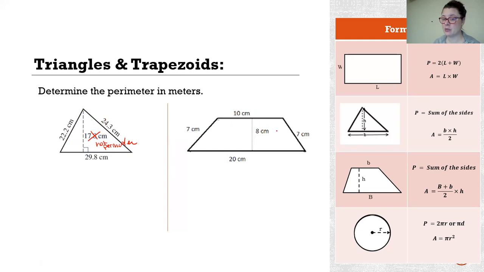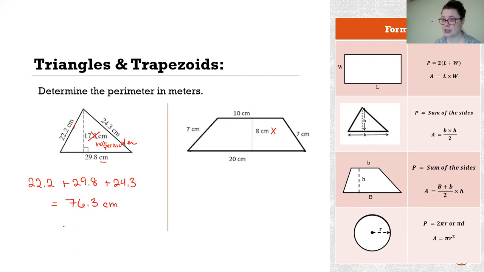Same thing, this 8 in the middle, that's not the perimeter. The perimeter is the dark black line, so we only want to include that one. So here we just want to add all of our sides together. So 22.2 plus 29.8 plus 24.3 equals, adding all of those together, we get 76.3. What units are we in? Well, we put centimeters in, so this is in centimeters.